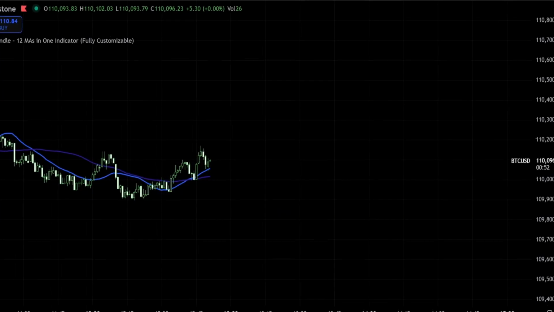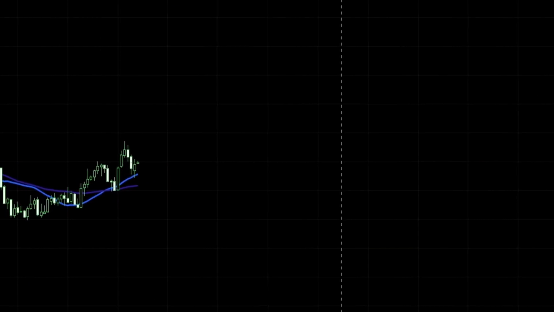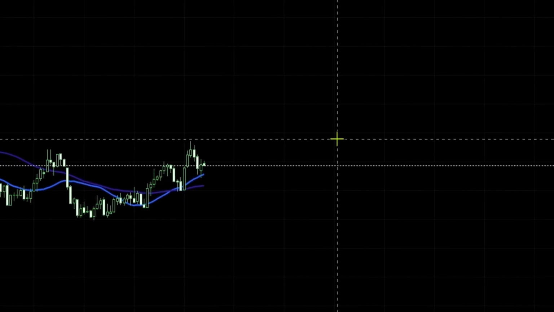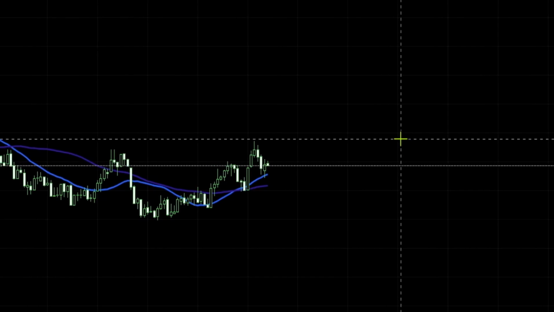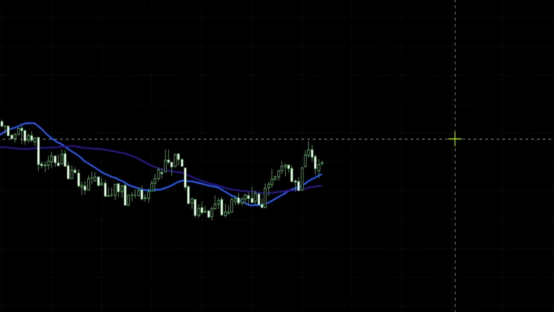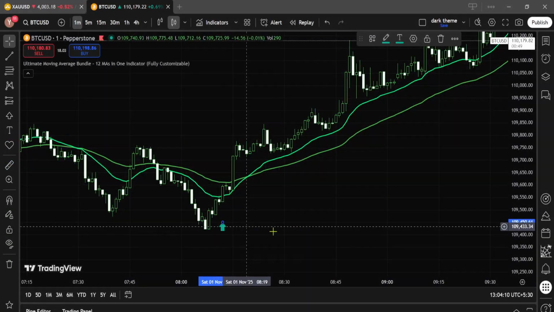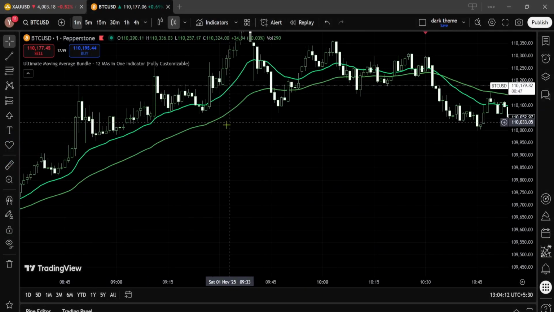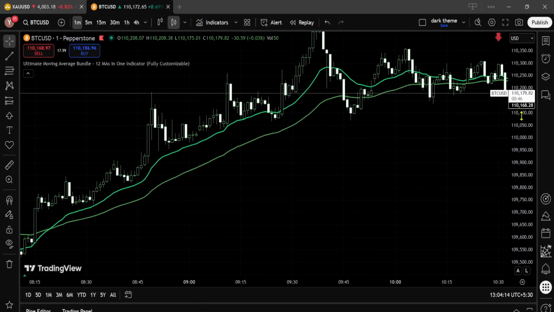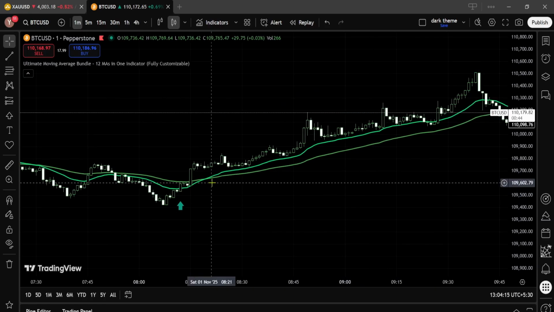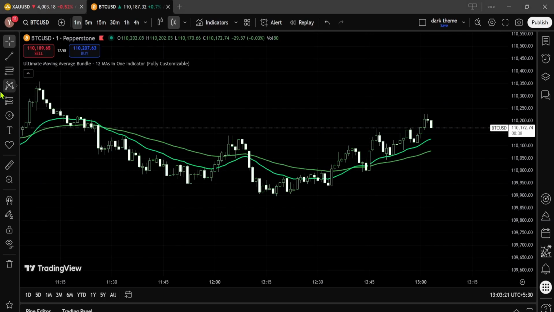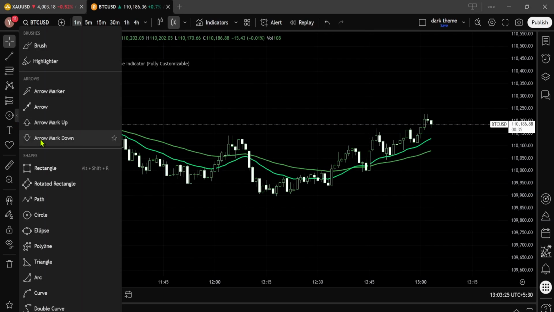Moving averages. A moving average is simple. It takes the closing prices over a period of time and averages them out, creating a smooth line. Instead of reacting to every wiggle on the chart, you see the overall direction of the market. When price stays above the moving average, the trend is generally up. When price stays below, the trend is generally down.